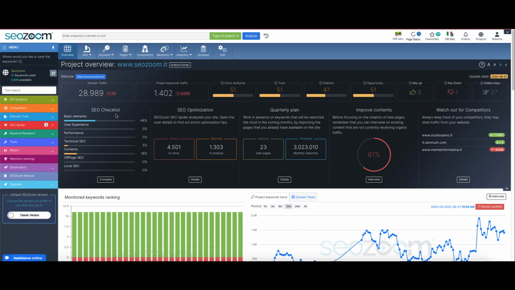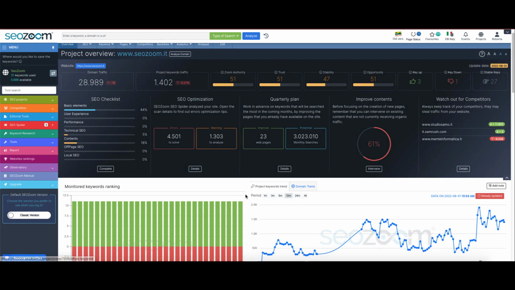From here, right below the first boxes we found at the top, you can start planning your activities either by looking at the SEO checklist, which refers you to a series of checks down on basic elements, performance, technical SEO, and content in the website, or with respect to what could be the technical optimization of our website, which we can start directly from here with our SEO Spider, or again by focusing our attention to content planning and improvement.